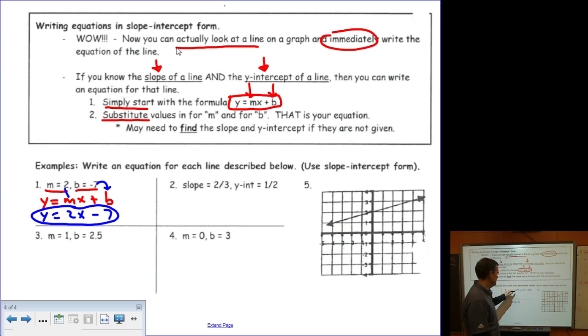Second example, if you had a slope of 2/3 and a y-intercept of 1/2, same thing. Start with your general formula, y equals mx plus b. Substitute 2/3 in for m and 1/2 in for b. And the equation for this line would be y equals 2/3 x plus 1/2.